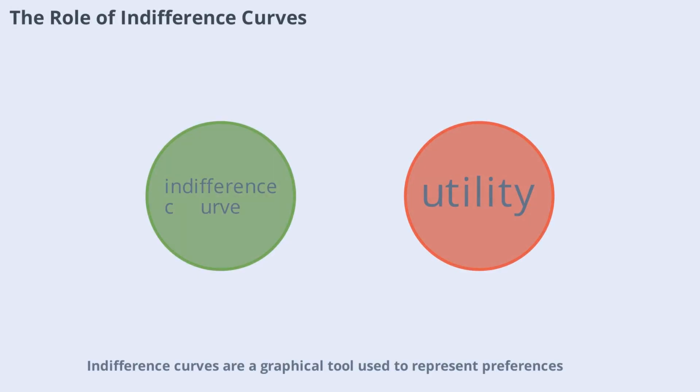Indifference curves are a graphical tool used to represent preferences. Each curve shows combinations of goods that provide the same level of utility to a consumer. If you move along an indifference curve, your satisfaction remains unchanged. The shape of these curves tells us about how willing a person is to substitute one good for another. Indifference curves never cross, and higher curves represent higher utility levels. They're essential for visualizing and analyzing consumer choices.